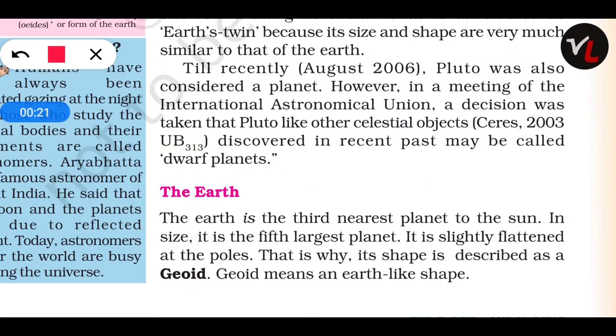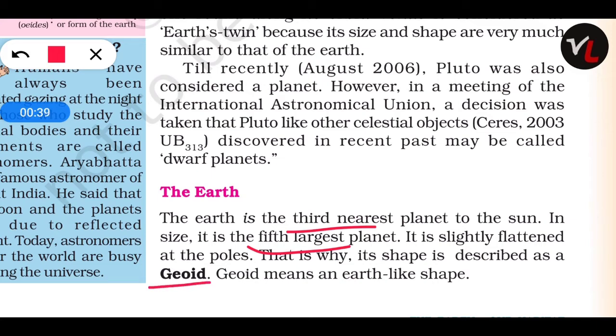Now let's move on to the Earth. The Earth is the third nearest planet to the Sun. In size, it is the fifth largest planet. It is slightly flattened at the poles. That is why the shape is described as geoid.